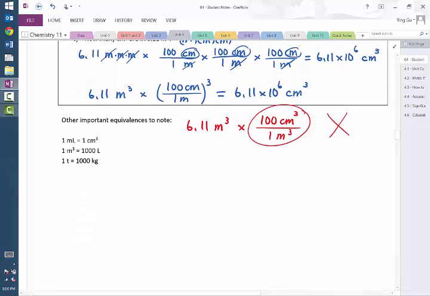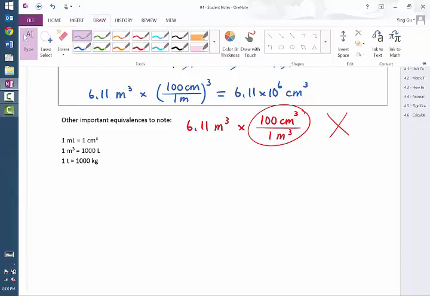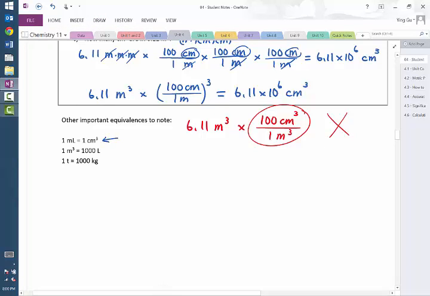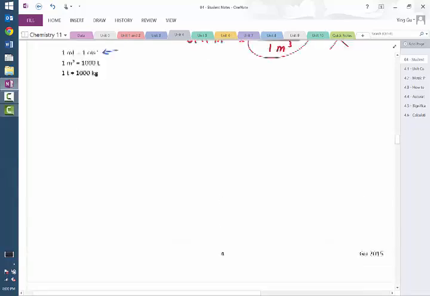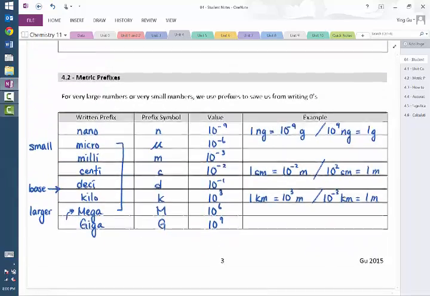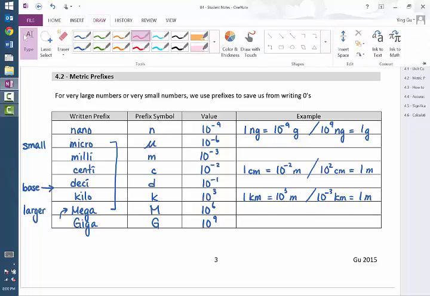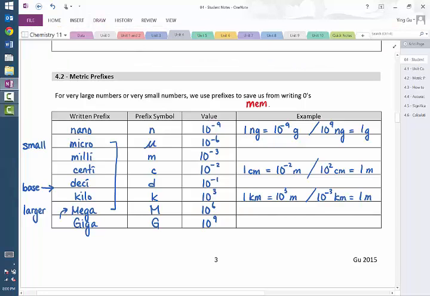In your notes, I have a couple of other unit conversions to take note of. The one most useful to us might be the milliliter to centimeter cubed conversion for volume. Other than that, you don't need to memorize these ones. These are just for your information. The prefixes in this box, however, you do have to memorize. You do need to memorize these common prefixes for Chemistry 11. On a test, you will not be provided with the symbols or the values or the written prefixes. You will be expected to know how many centimeters are in a meter and vice versa.